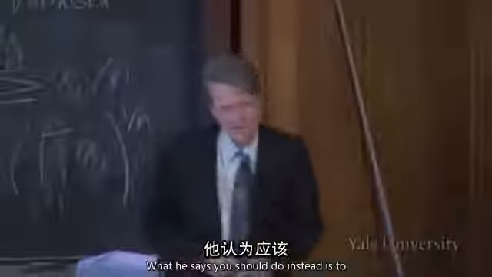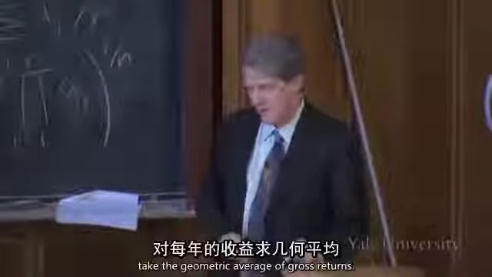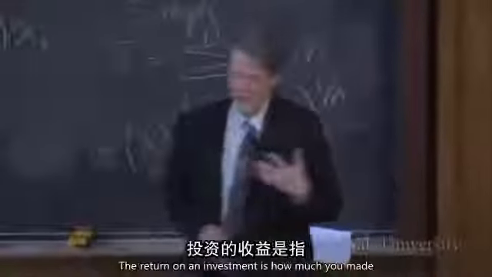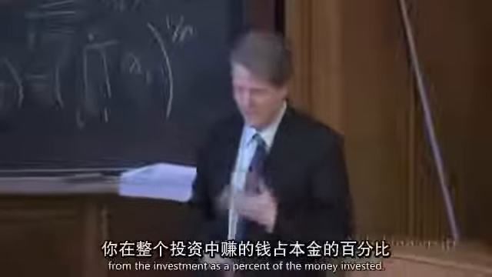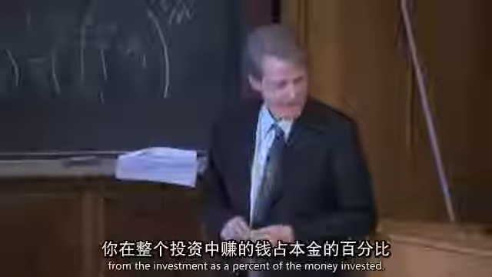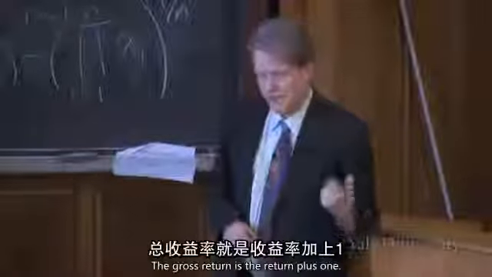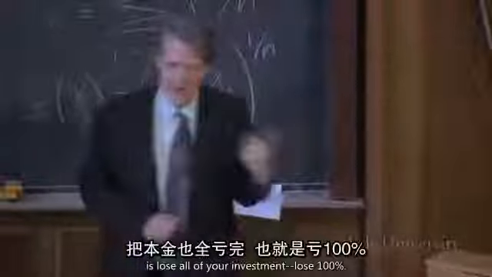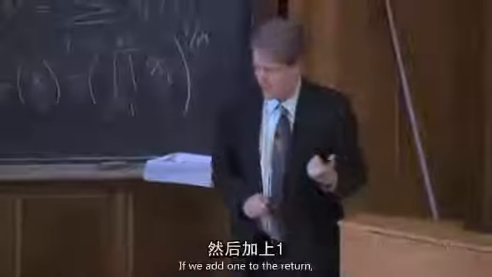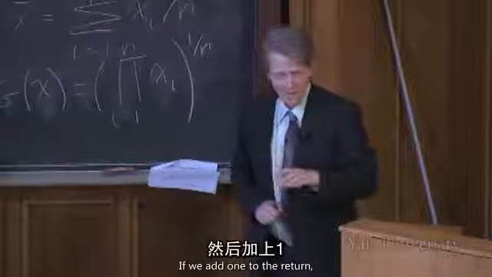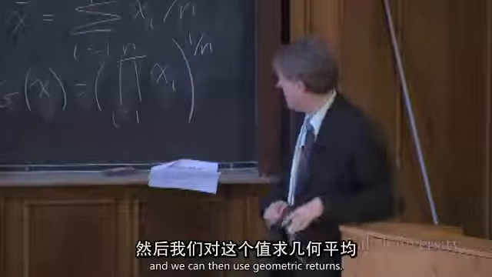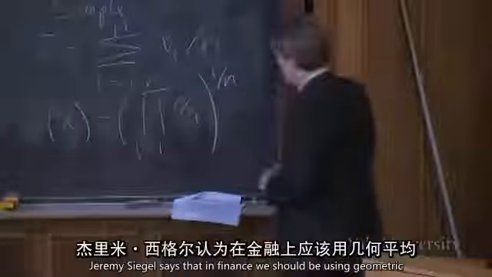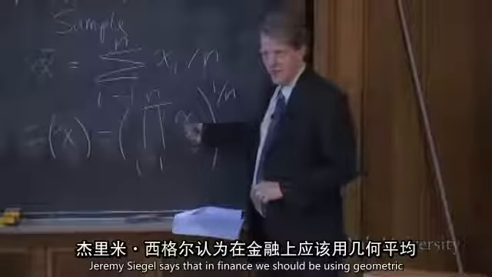What he says you should do instead is take the geometric average of gross returns. Now, the return on an investment is how much you made from the investment as a percent of the money invested. The gross return is the return plus 1. The worst you can ever do investing is to lose all of your investment, lose 100%. So if we add 1 to the return, you've got a number that's never negative, and we can then use geometric returns. And so Jeremy Siegel says, really, in finance, we should be using geometric and not arithmetic.